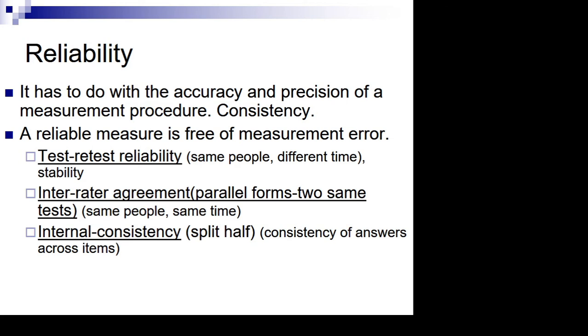The second type is called inter-rater agreement, which is also sometimes called parallel forms, or two same tests, same people, same time. So what does it mean? You can pick up two scales, like I've already told in the previous example of validity, that some professor's scale on customer loyalty and your scale on customer loyalty. You can join both the scales in your questionnaire. So your scale consists of, let us say, 20 items. That professor's scale consists of 25 items. So totally 45 items. Put all 45 together in the questionnaire.